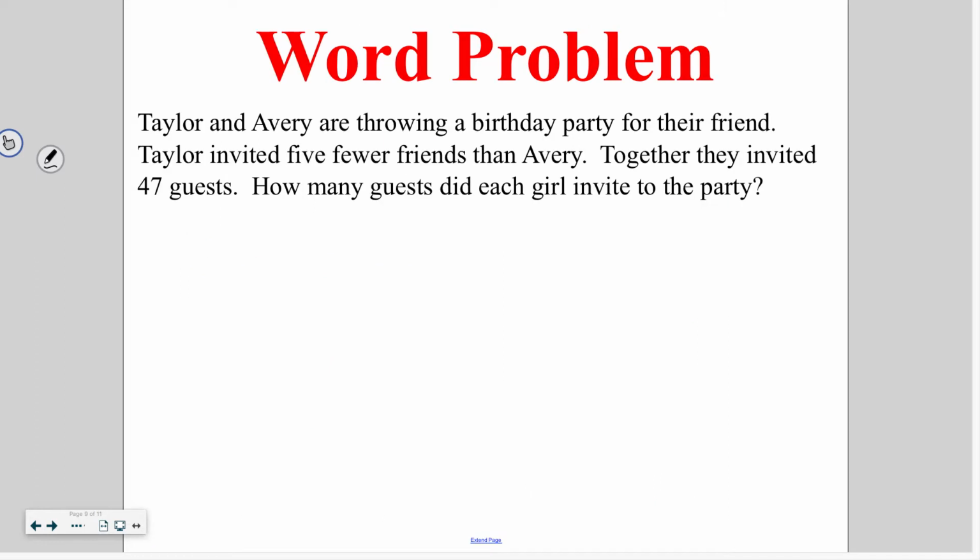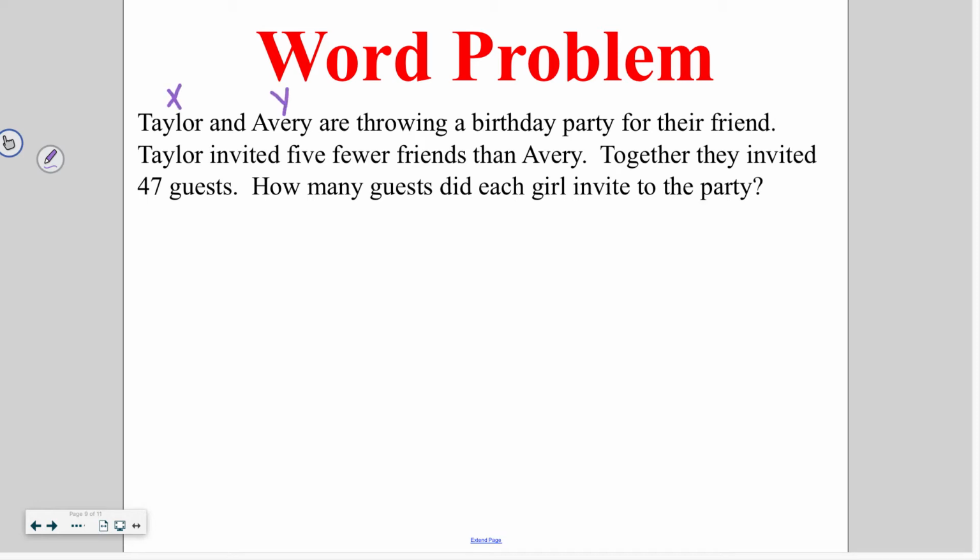Last thing we have is word problems. So Taylor and Avery are throwing a birthday party for their friend. Taylor invited 5 fewer friends than Avery. Together, they invited 47 guests. How many guests did each girl invite to the party? So what we want to do here is declare one of them x and one of them y. I'm just going to put them in order.